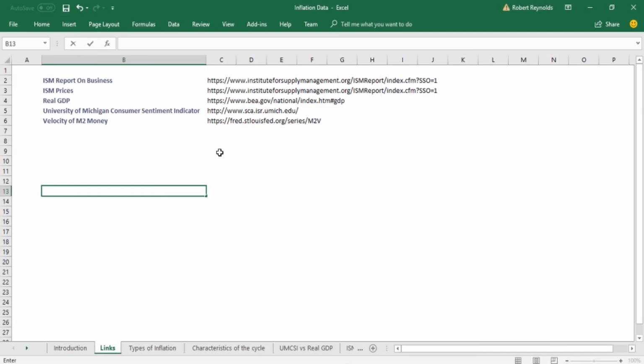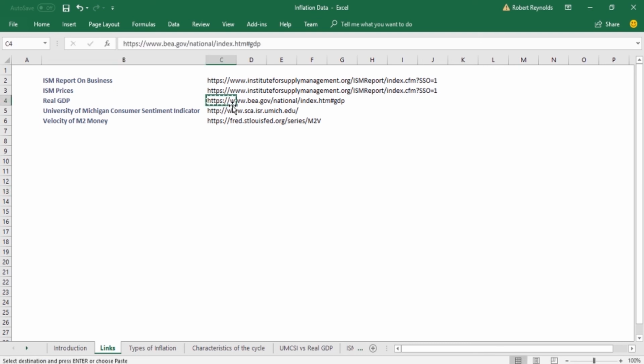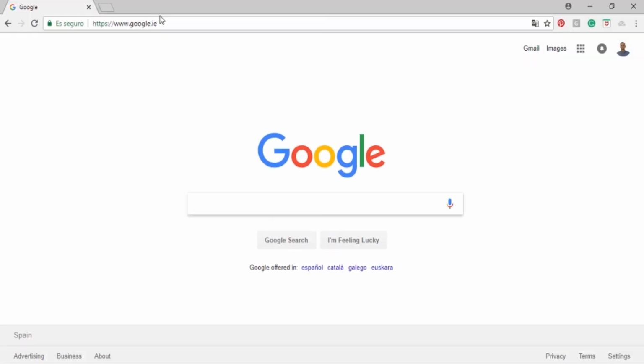So back over to our Excel spreadsheet. Next we need to find real GDP. Now, I always like to make sure that the data that I'm receiving comes from an official web page from the government. So this website is the Bureau of Economic Analysis, so bea.gov. Back over to the web page, input it into the browser.